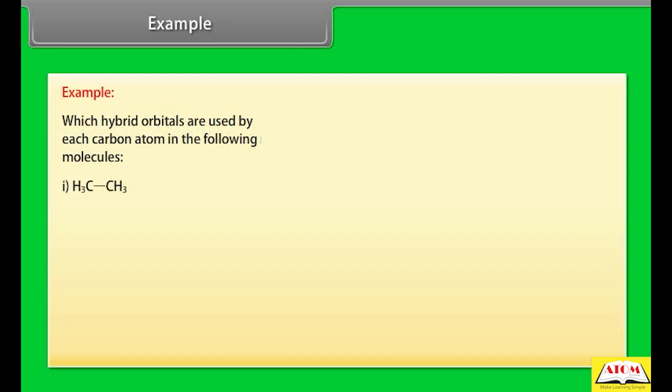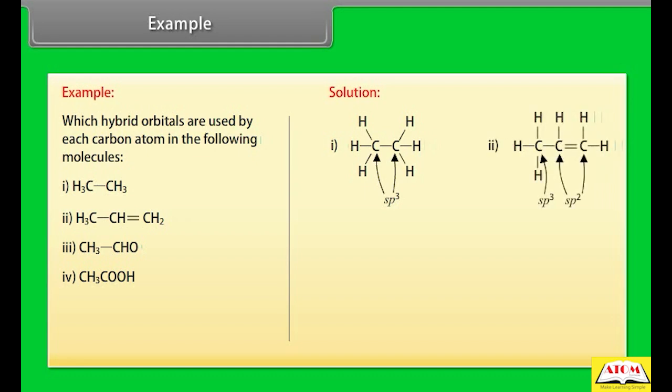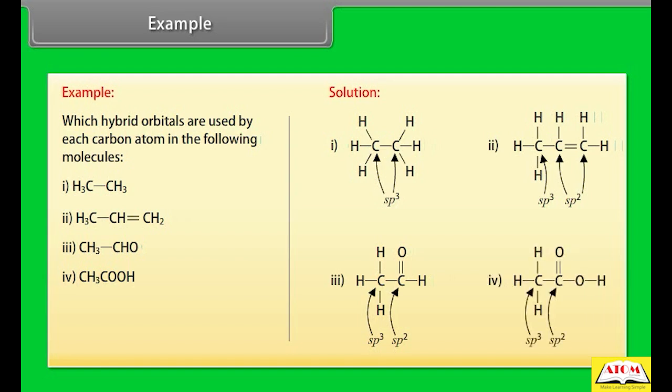Example. Let's take an example on hybridization. Which hybrid orbitals are used by each carbon atom in the following molecules? Let's see the solution. In this molecule, carbon atoms use sp3 hybridization. In this molecule, carbon atoms use sp2 and sp3 hybridization. In this molecule, carbon atoms use sp2 and sp3 hybridization. In this molecule, carbon atoms use sp2 and sp3 hybridization.